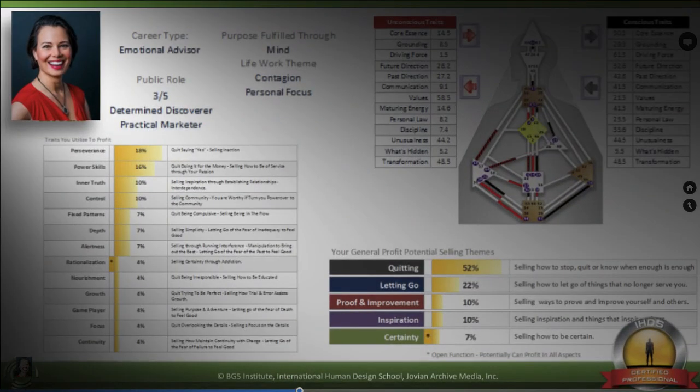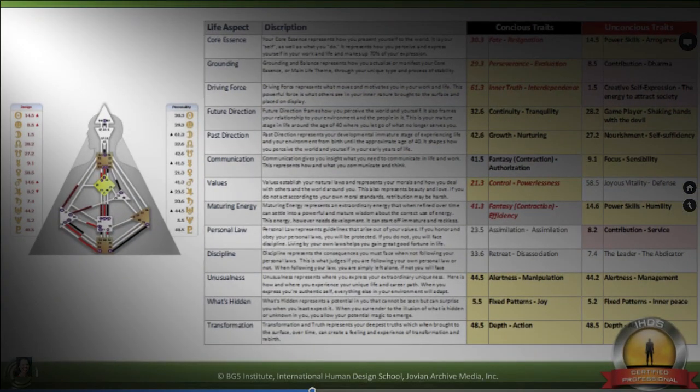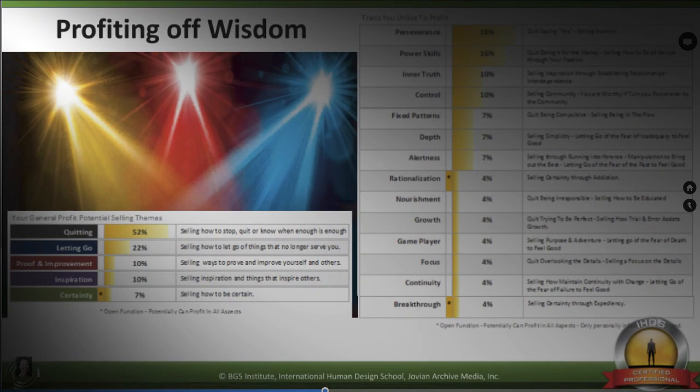So this treasure map, you can see here, we've got some bar graphs and some information that is basically taking the design and distilling it down into different components that helps us see the traits that we use for profit and your general profit potential selling themes. And we're going to focus on the most highly leveraged activity or profit potential selling themes that you could use in order to use the traits that are there in your design, your life aspects, so that you are in congruency with what you're here to not only learn, but also give to other people.